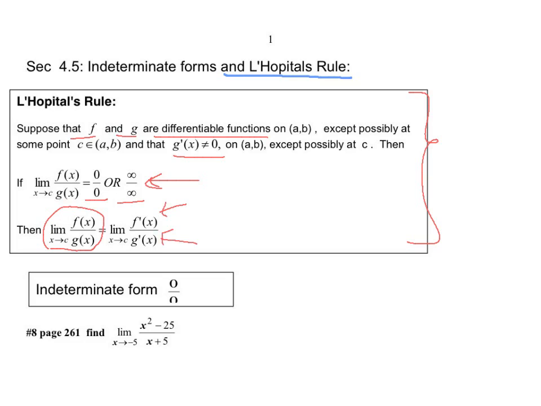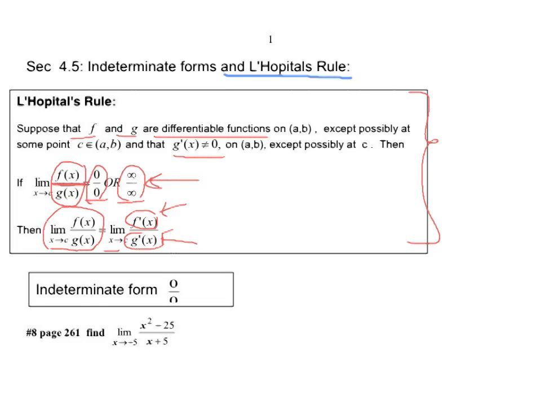Now there are two things to keep in mind about this rule. The first thing: this rule is used to calculate the limit of a rational function. We have a ratio, and the ratio must, by substitution, be equal to 0 by 0 or infinity by infinity. Then only can you start differentiating numerator and denominator separately.